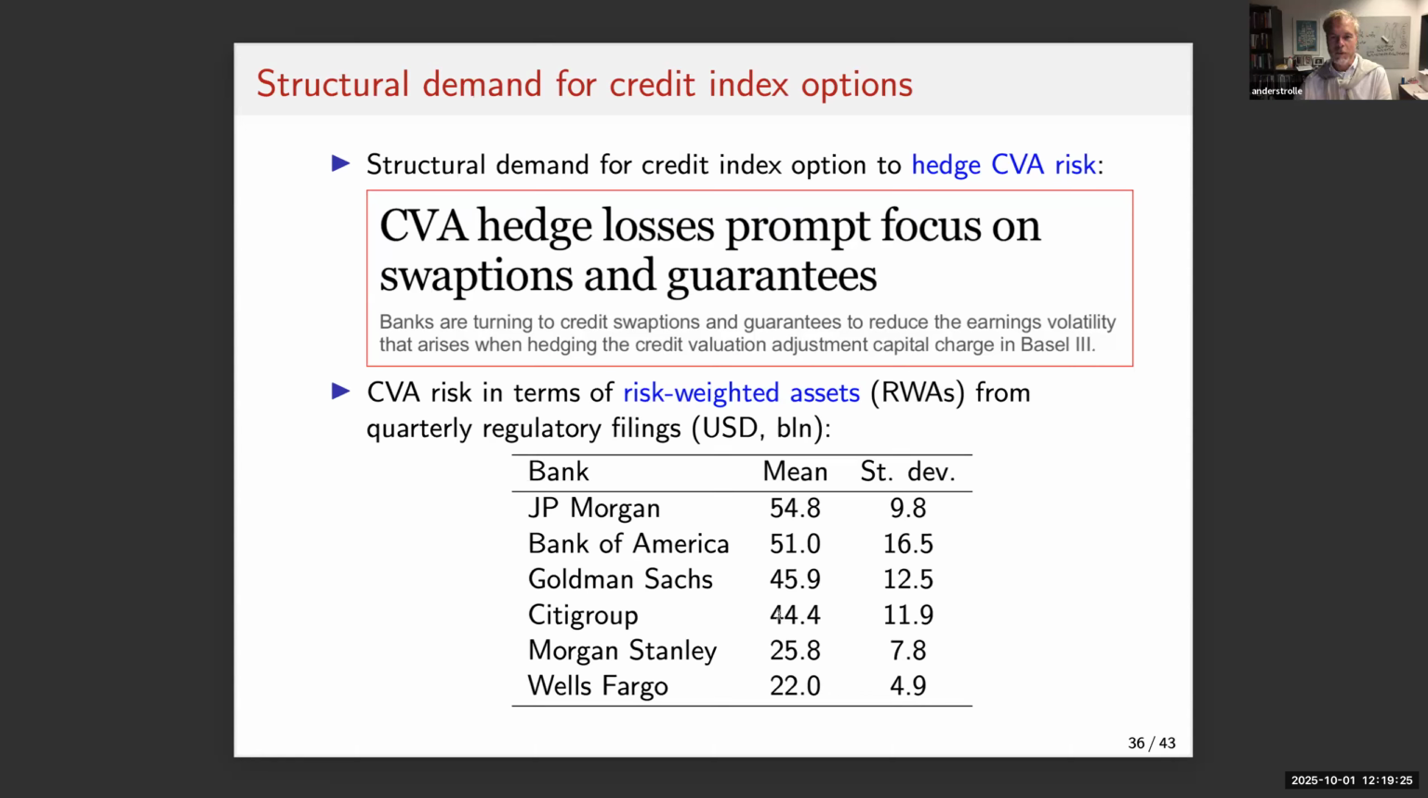So these CVA risk exposures are large, and the capital that you have to hold against them is non-negligible. The capital is typically 8% of the risk-weighted assets. So they have a strong incentive to try to minimize those risk-weighted assets. Not only are the risk-weighted assets large on average, but they're also quite volatile. And then we aggregated the risk-weighted assets across all the banks.